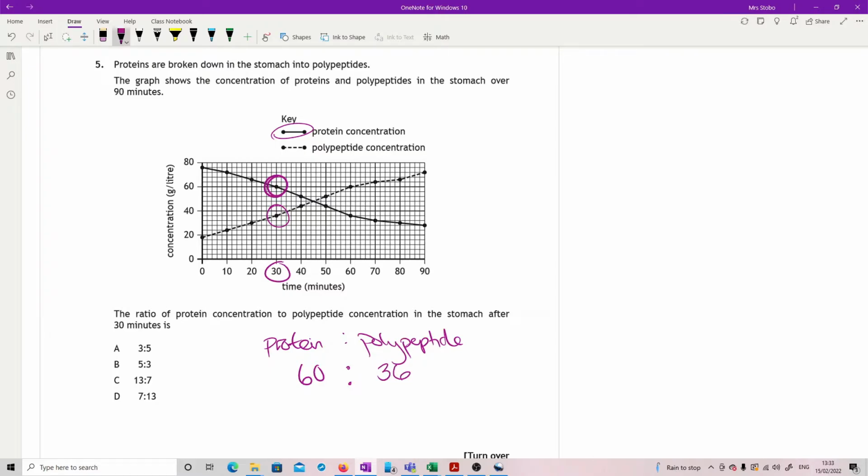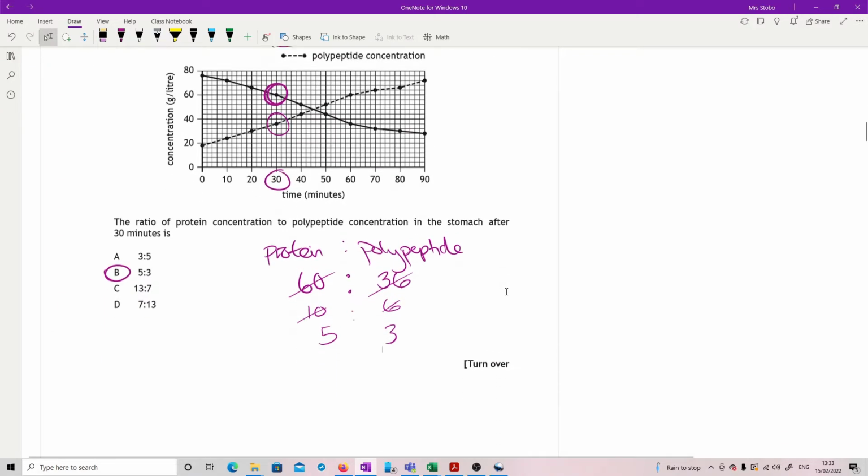And then you need to cancel it down. So 5 to 3. Okay, you might have cancelled that down in two steps. So you might have gone, right, okay, that's 10 to 6. And then you would have gone, okay, right, I can actually cancel that down again. That's 5 to 3. It doesn't matter how many steps you take. It's totally fine.